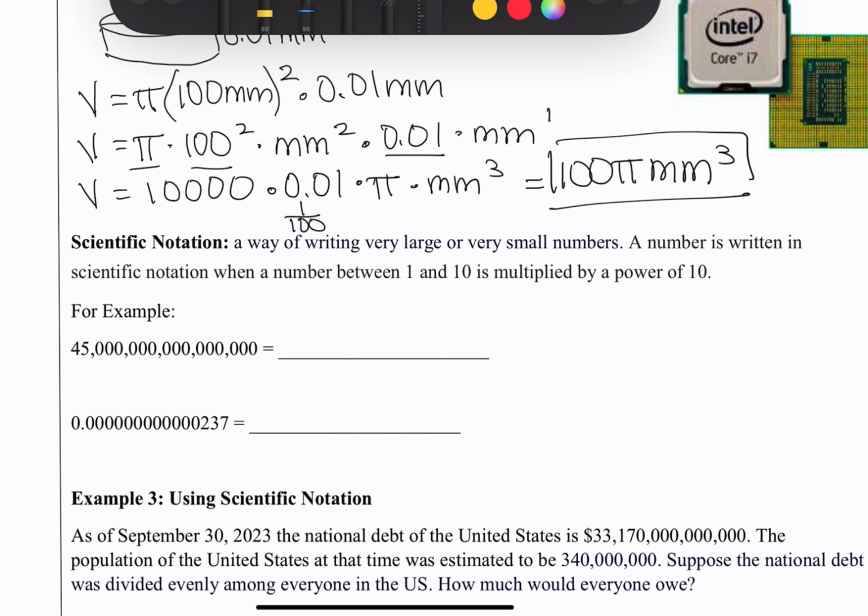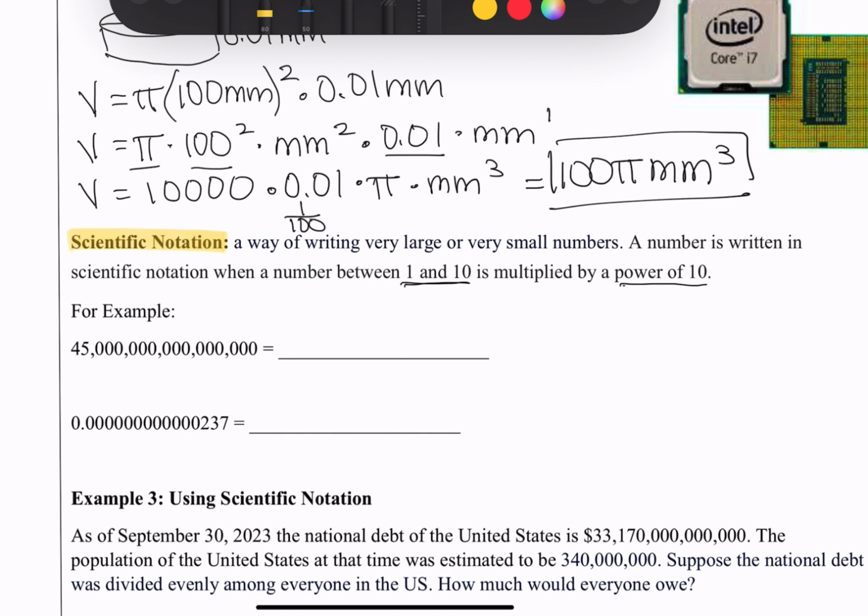All right, so scientific notation. Okay, you've learned about this in the past, and we're just going to go ahead and review it. It's a way of writing very large or very small numbers. A number is written in scientific notation when a number between 1 and 10 is multiplied by a power of 10. And you see this a lot in your calculators, and you guys get a little bit confused by this, so I'll review it in your calculator as well with you.